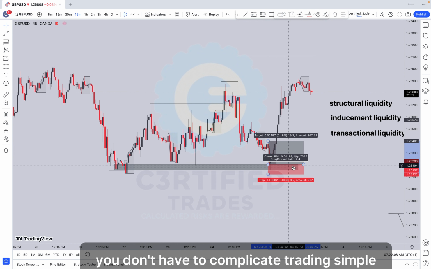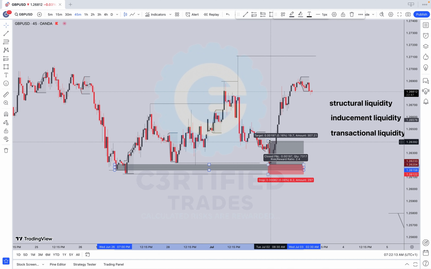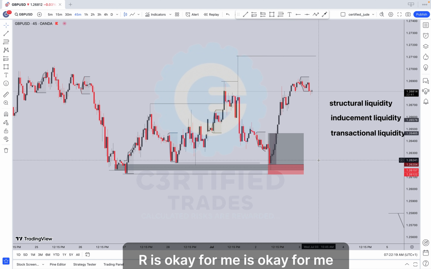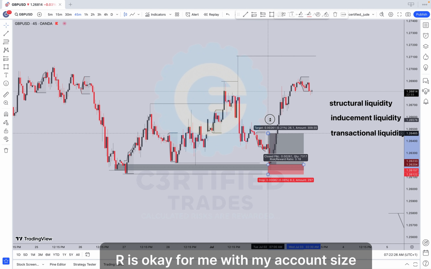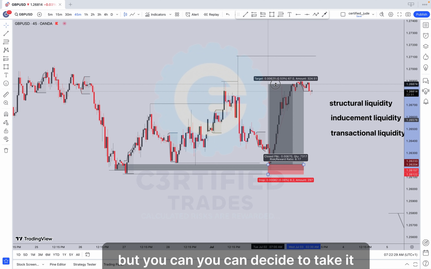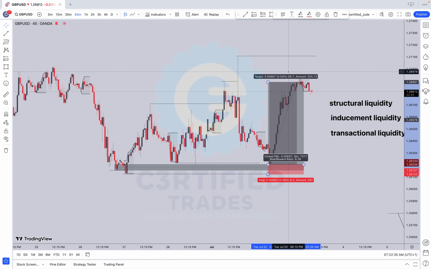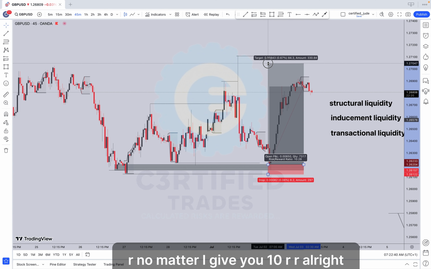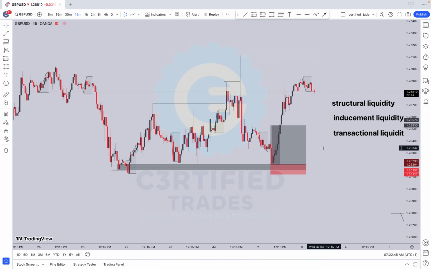You don't have to complicate trading. All you have to do is master one strategy and that's it. For me, I just like taking 1 to 3 RR. I don't have to trade 10, 20 RR. 3 RR is okay for me with my account size. But you can decide to take more. The market will move to this place and break this place. This is already 8 RR. The market can give you 10 RR, but for me, 3 RR is enough. Very simple.